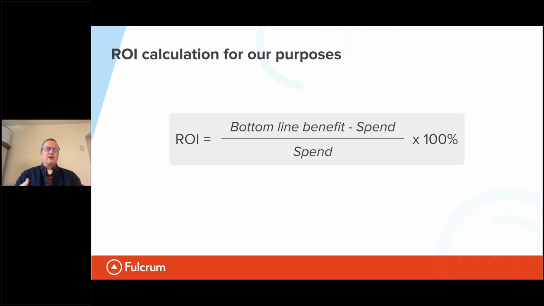The calculation is finding out what the bottom line benefit is. So this can be cost savings, it can be additional revenue, it can be whatever it is that makes it to the bottom line, minus the amount that you spent on it, and divide that by the spend. Multiply that by 100, so you get a percentage. That's your ROI. I'm going to take that definition and put it up here in the upper right-hand corner, and then I'm going to give you an example to turn this kind of abstract thing into something a little bit more concrete.